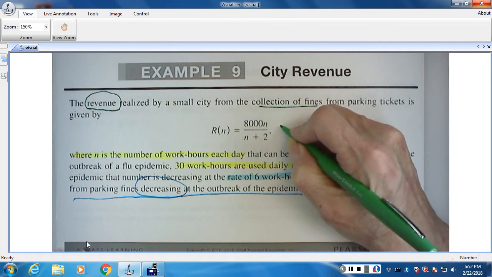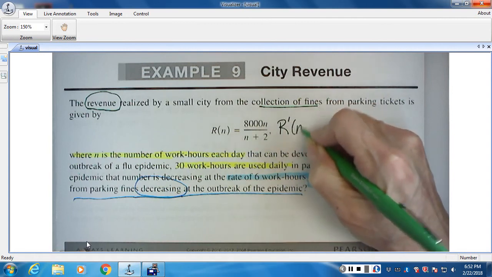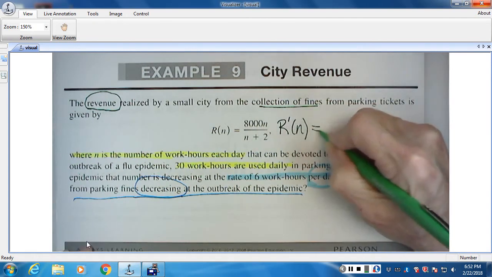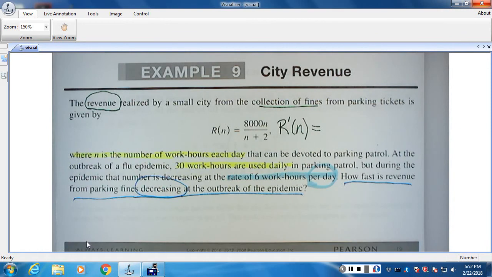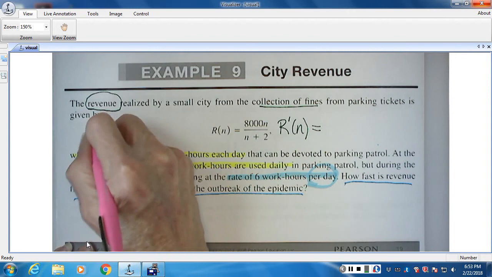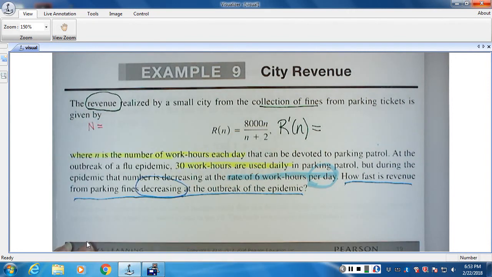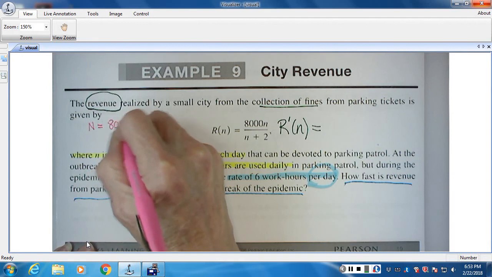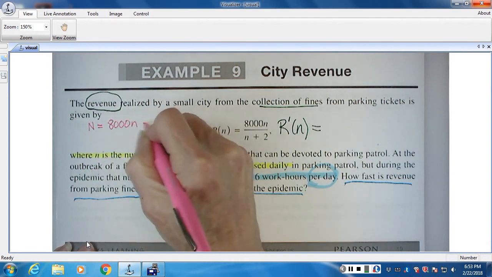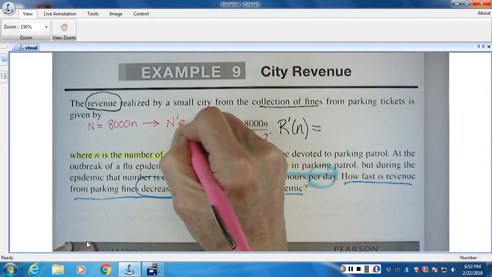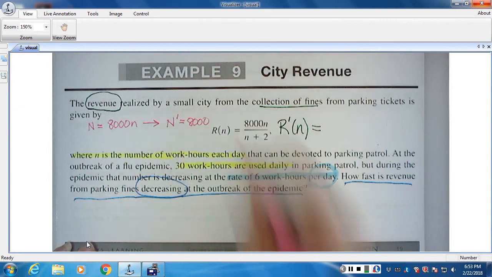So we need to find R prime of n. What kind of a rule does R prime make us have to use to begin with? Quotient rule, because it is a quotient. Okay, that means we need to take the derivative of the numerator and the denominator. So we'll do that first. The numerator is equal to 8,000 times n, and its derivative is just simply 8,000.